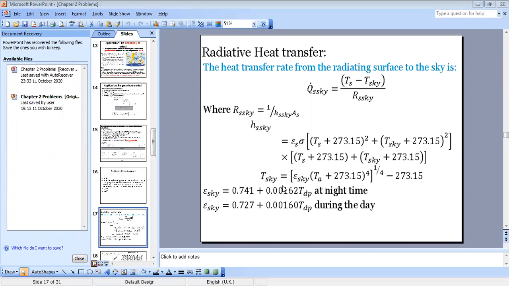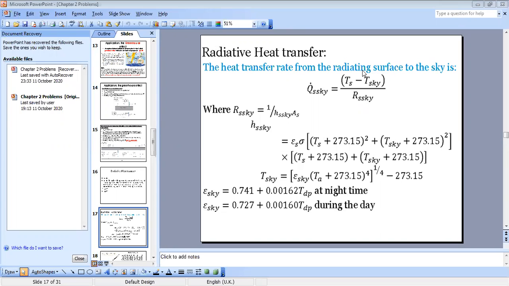Now T sky is given by epsilon sky times (TA plus 273.15) to the power 4, and all the term to the power 1/4, minus 273.15. In addition to this, epsilon of the sky is related to the dry bulb and the dew point temperature. We will explain now what is the dew point temperature, and you have an empirical relation at night time different than the empirical relation during the day.